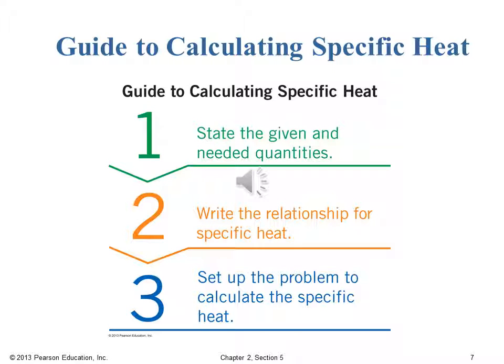Alright, so now that we've handled the theory and we've had a learning check with some thought questions, let's go ahead and talk about calculating specific heat. Like we've done before, we'll have an approach that involves multiple steps. Step number 1, which is the same as we've always done: state the given and needed quantities. Step number 2, write the relationship for specific heat. And step number 3, set up the problem to calculate the specific heat.